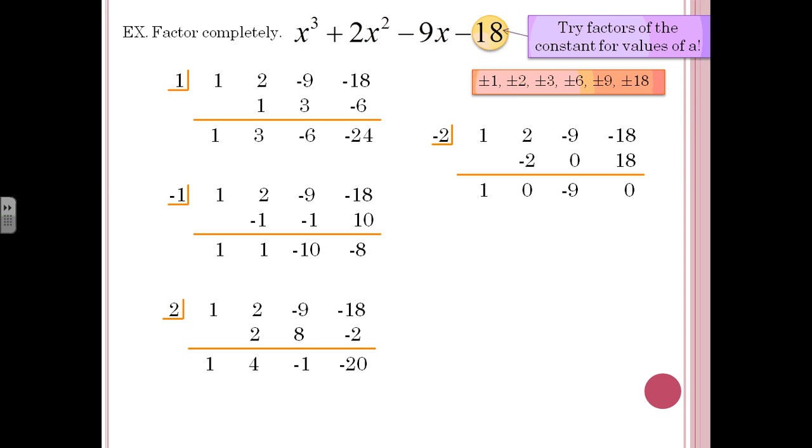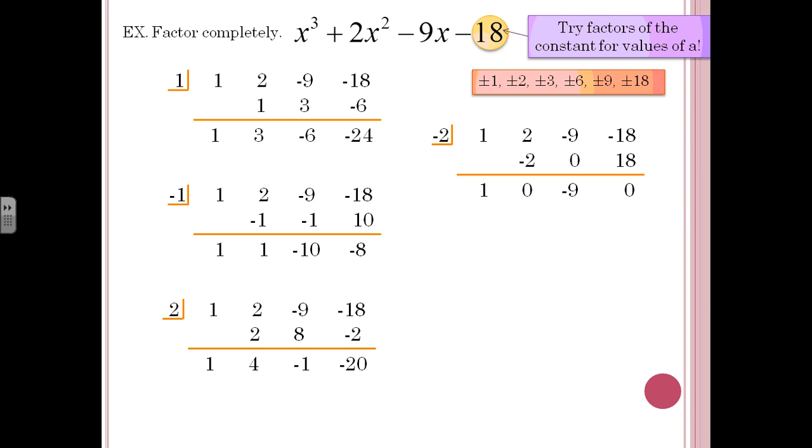So sometimes it can take 4 or 5 different tries before you get the right one. Or you could go through all of these and none of them work. And that means that your polynomial can't be factored. So just stick with it. Persevere. Don't give up. It might be a lot of work, but it's not hard. It's just tedious.